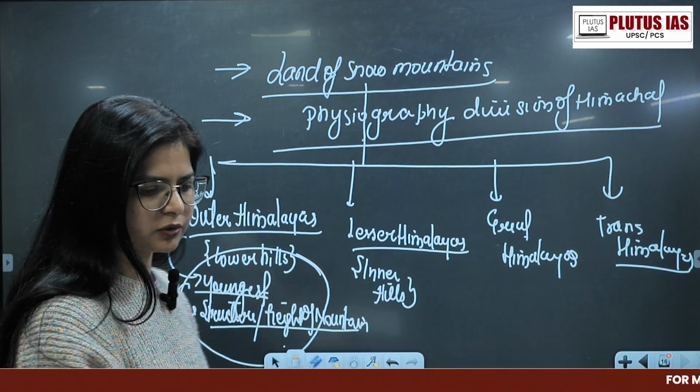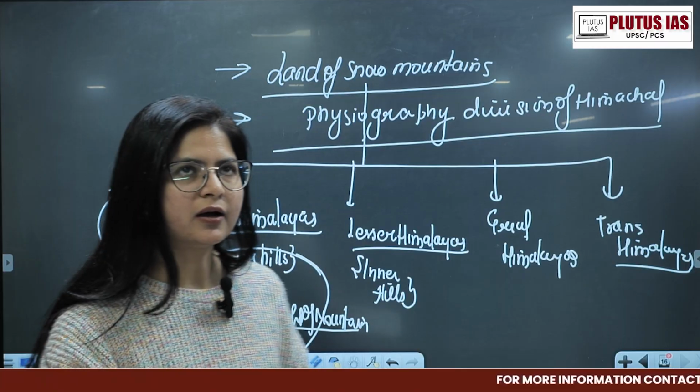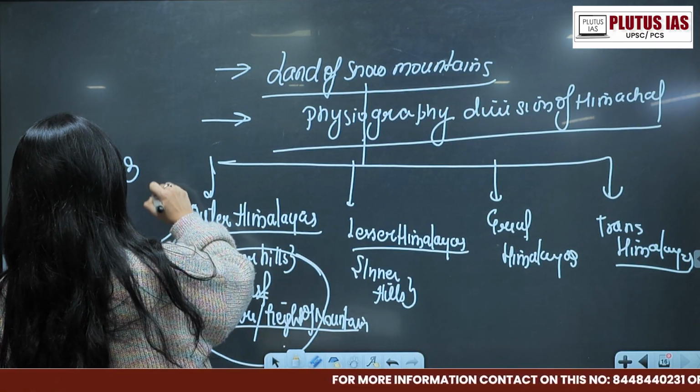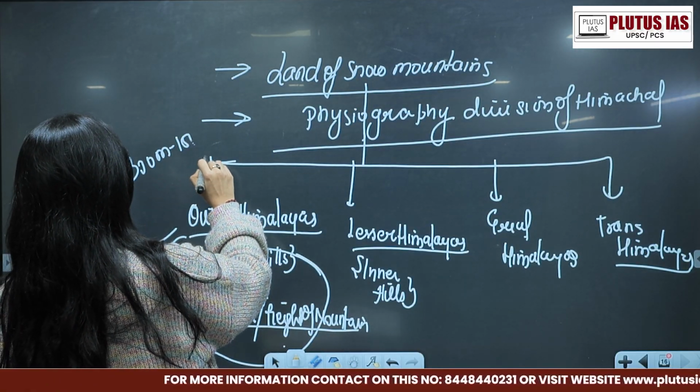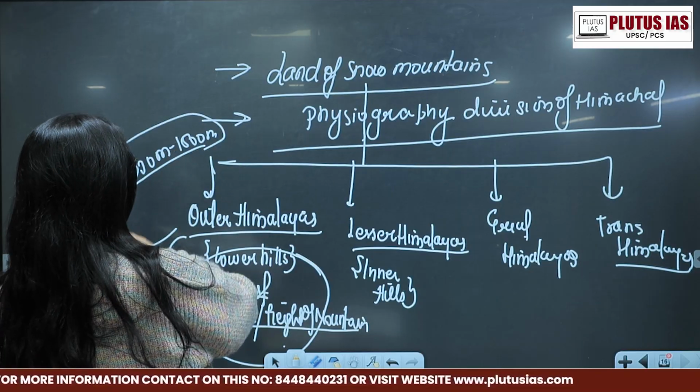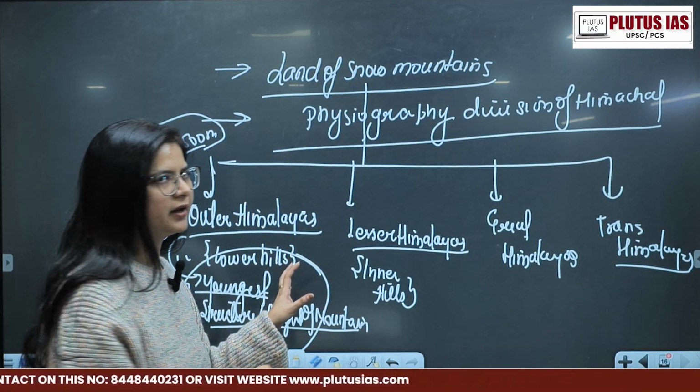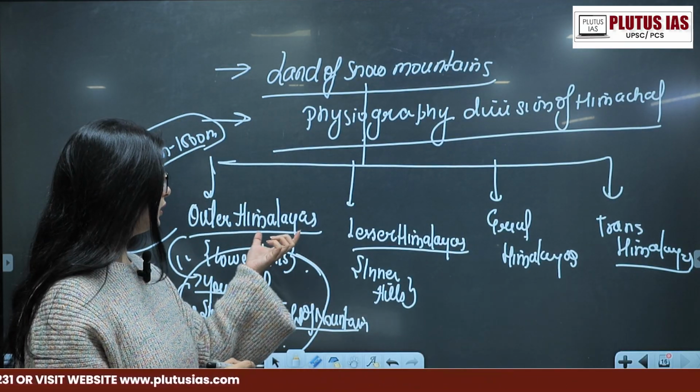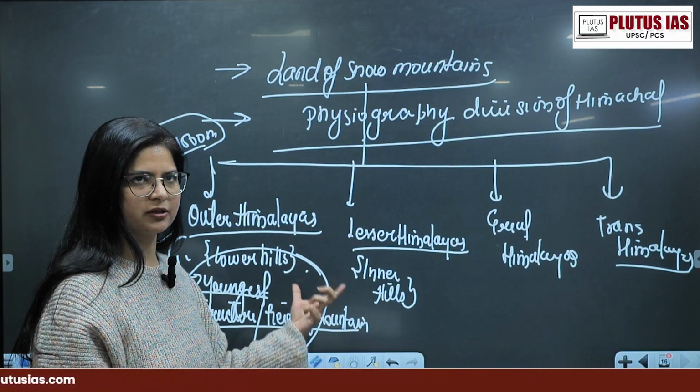The ranges could lie between 300 meters to 1500 meters, and some parts of the outer Himalayas are present in Himachal Pradesh.